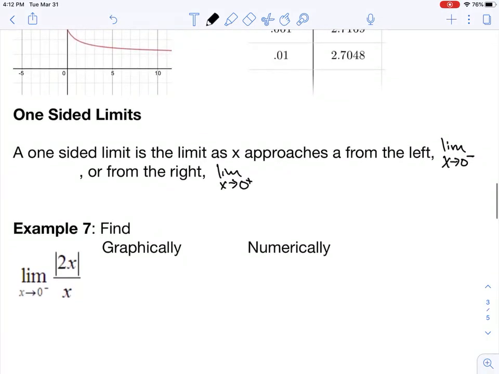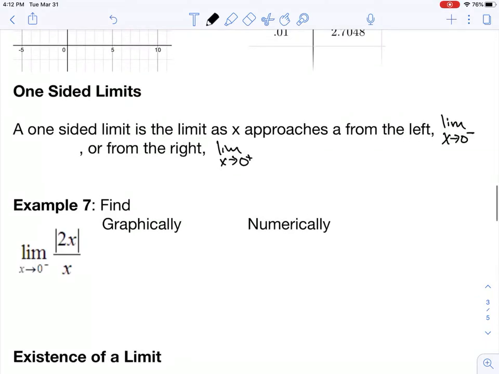All right. So let's look at the limit as x approaches 0 from the left of absolute value of 2x over x. And I want you to do it graphically and numerically. Use your calculators and pause here and I'll wait.